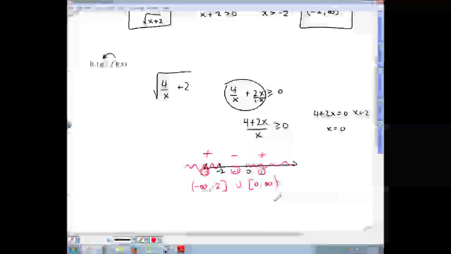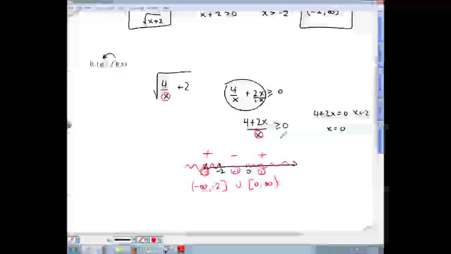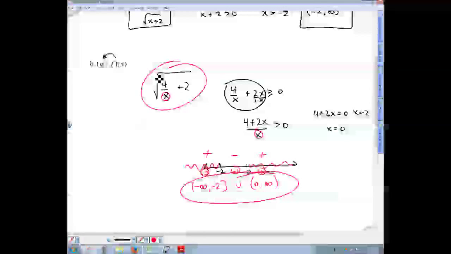Now, there is one more catch to this. Since x is at the bottom of a fraction here, we don't actually want it to be greater than or equal to 0. We just want this to be greater than 0. So the one fix we have to make is x can't equal 0. So we're going to put a parenthesis around 0, not a bracket. But that's the domain, and that was the composition right there.